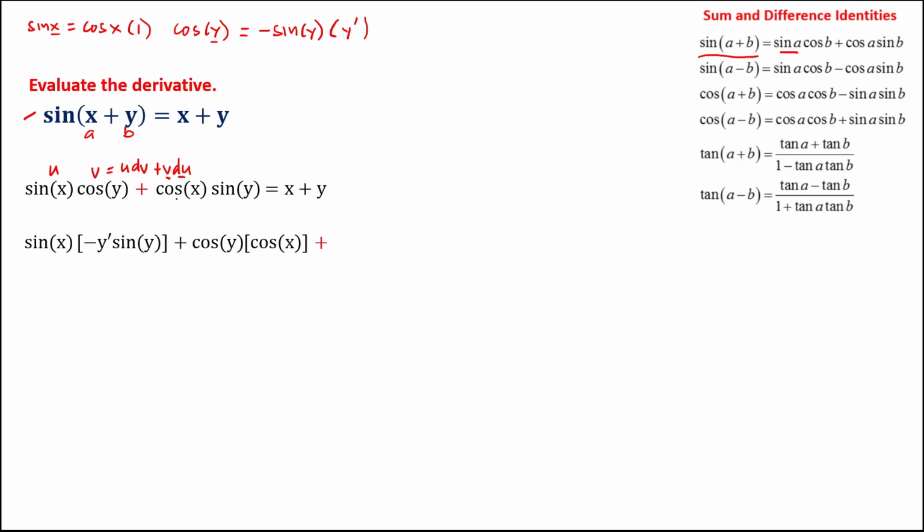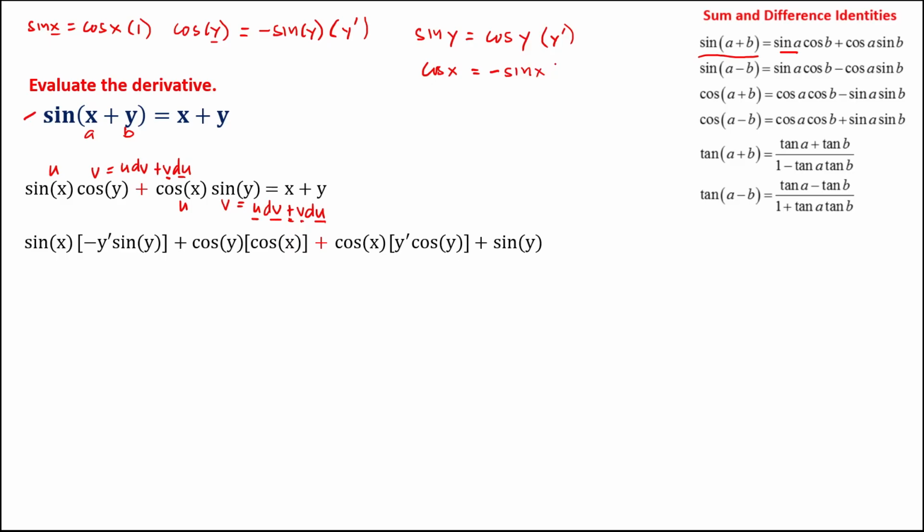Then we have plus for this term. Again, this one is U times V, so the derivative is U times the derivative of V plus V times the derivative of U. U is cosine X, and the derivative of V, since the derivative of sine Y is cosine Y times the derivative of Y, which is Y prime, is Y prime cosine Y. Then plus V, which is sine Y, times the derivative of U. The derivative of cosine X is negative sine X, and the derivative of X is 1, and the derivative of Y is Y prime.